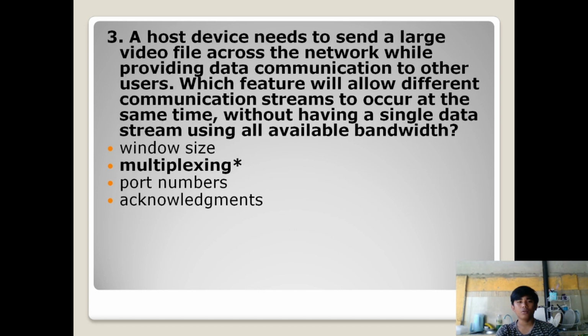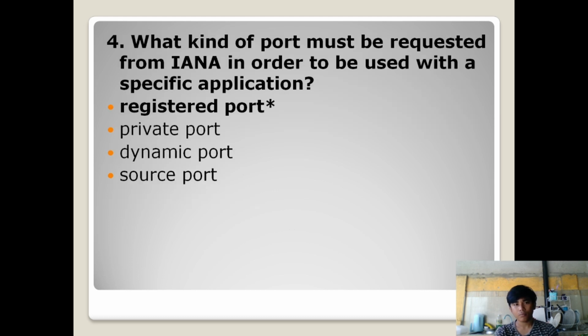So that's my answer. A host device needs to send a large video file across the network while providing data communication to other users. Which feature will allow different communication streams to occur at the same time without having a single data stream using all available bandwidth? So my answer in this question is multiplexing. What kind of port must be requested from IANA in order to be used with a specific application? So my answer is the registered port.